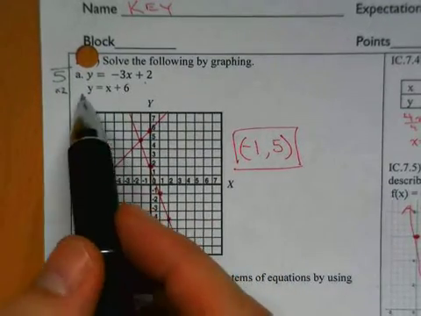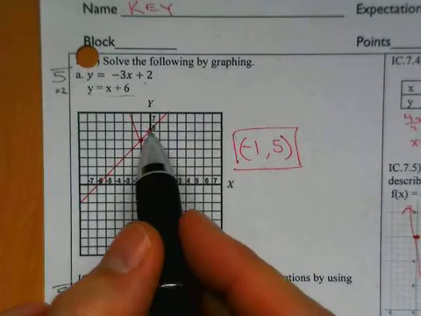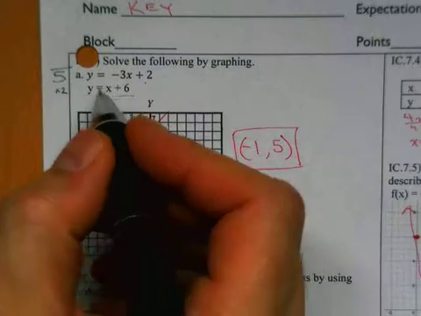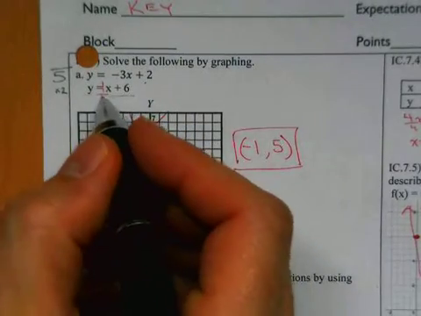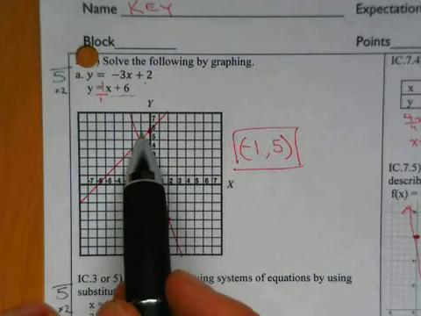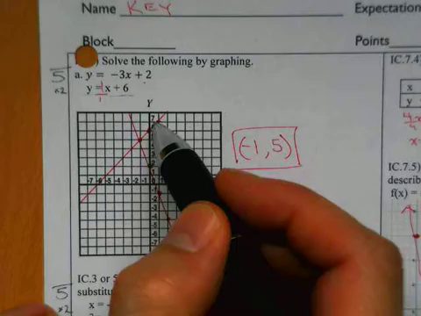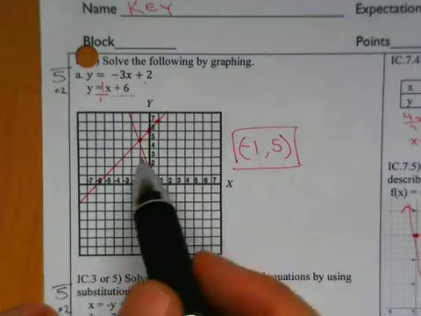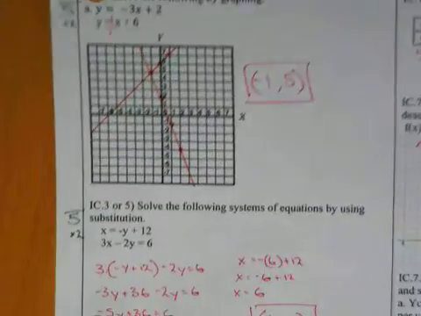Now we've got the second one, y equals x plus 6. So we've got a y-intercept of 6. The invisible number here in front of the x is 1. As a fraction, it'd be 1 over 1. So rise 1, run 1. And you wind up with this line right here, and they cross at negative 1, 5. Make sure that you write that solution, not just graph it.